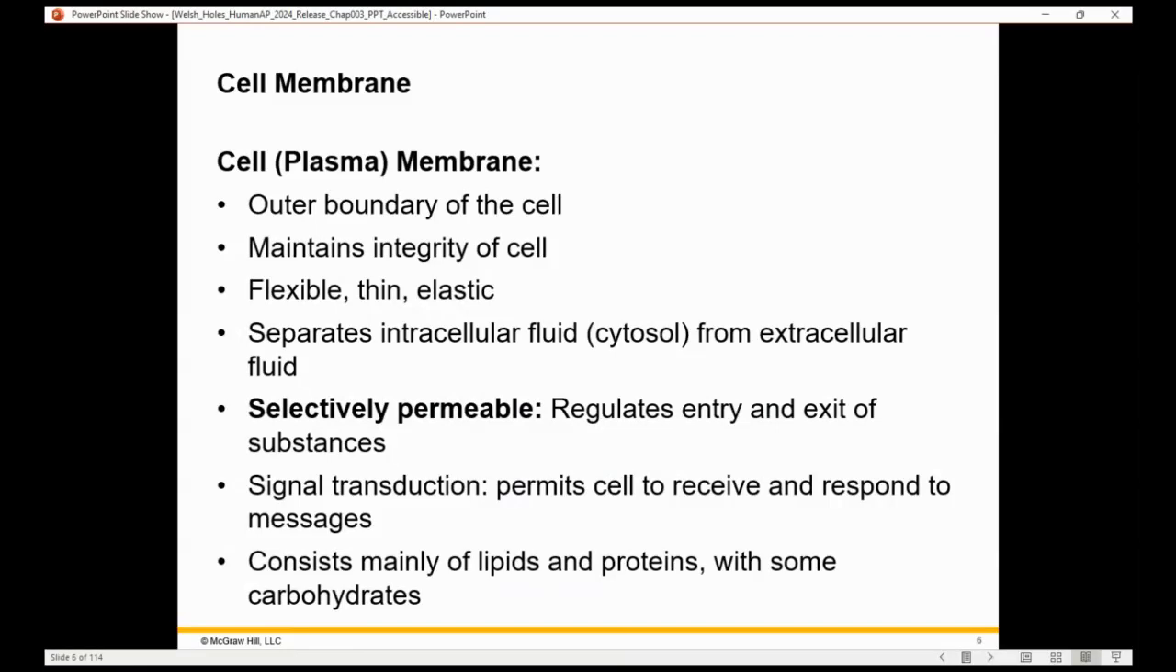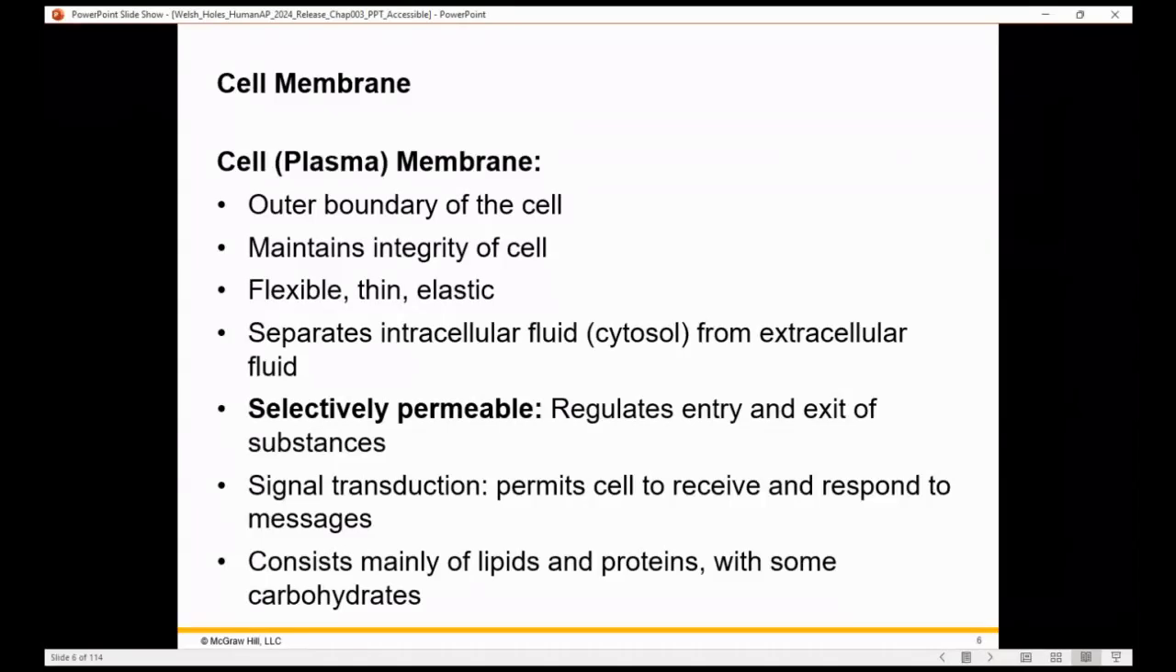So first of all, the cell or plasma membrane. It's the outer boundary of the cell, as we've already said. It maintains the integrity of the cell. It's very flexible and it's thin, but it is elastic. And it separates the intracellular fluid, as I said, the cytosol, from the extracellular fluid. Now, here's a term we're going to talk about quite a bit, which is selectively permeable. That means the membrane regulates what goes into it and out of it.